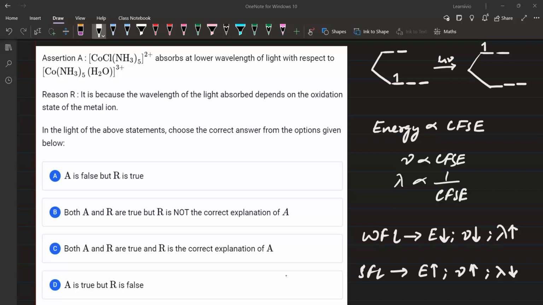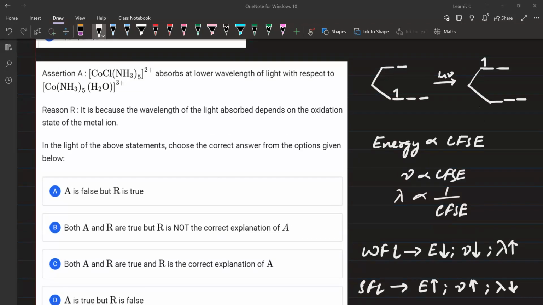The same one: [Co(NH3)5Cl]2+ absorbs lower wavelength of light with respect to [Co(NH3)5(H2O)]3+. Now, if you look at this complex, you first have to calculate the oxidation state. It would be better if you calculate it. So cobalt: x minus 1 is equal to 2, because NH3 is 0. So I can say x will be equal to plus 3. In this case also, x will be equal to 3 because NH3 is also 0 and H2O is also 0. So the oxidation state is the same in this particular case.